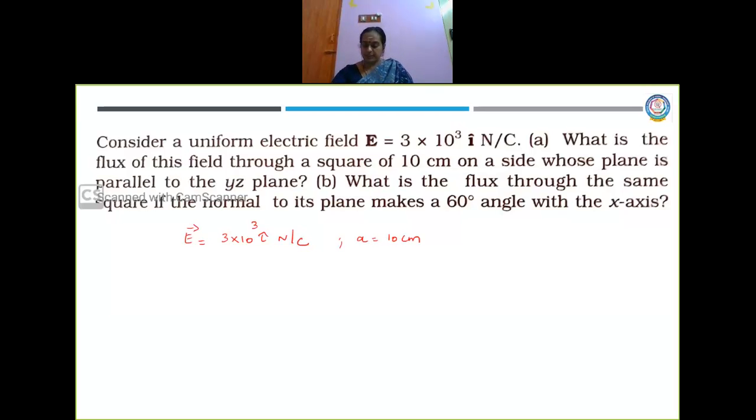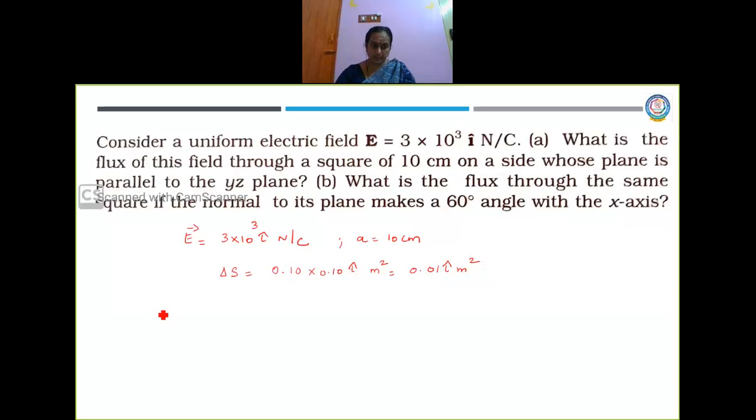Let me start with del S. Let me first write the area. So it is del S. Now what is the side of the square? It is 10 centimeters. When you convert it into meters, it is 0.10, correct? So 0.10 i into 0.10 i meter square. So this will be 0.01 i meter square. So this is the area.